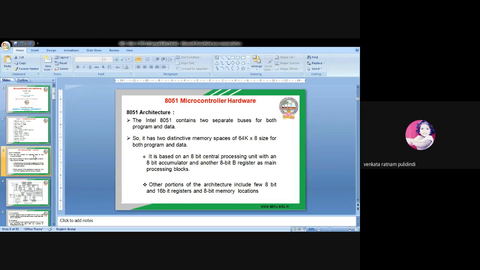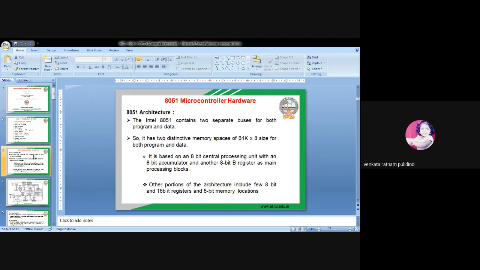So all the registers in the 8051 microcontroller are 8-bit registers, because the 8051 microcontroller is an 8-bit controller. Therefore all the registers used in the 8051 microcontroller are 8-bit width. Okay, the central processing unit performs the arithmetic and logic operations. All the arithmetic and logic operations are done in the accumulator. The accumulator itself is 8-bit in size, and sometimes we use another register, that is nothing but the B register.